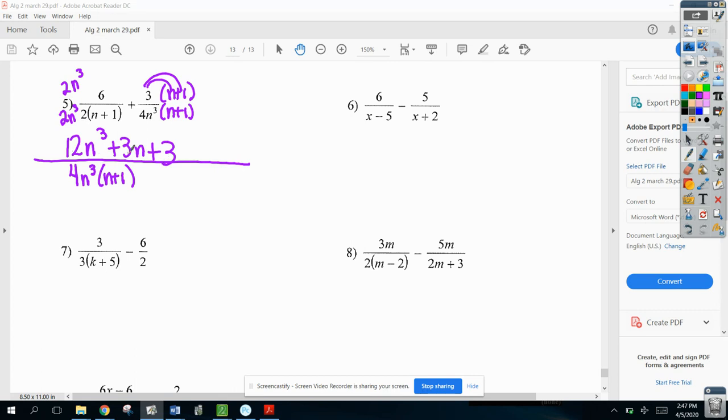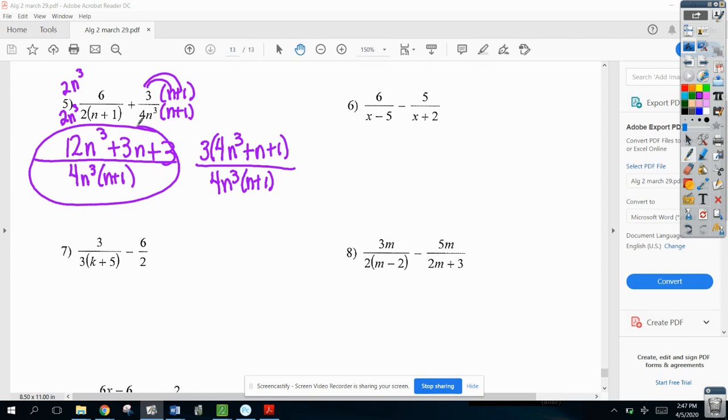Again, 12, 3, and 3 can all reduce, a 3 can factor out of those. And so you could get 3 on the outside. You get 4 n to the third plus n plus 1 all over 4 n to the third times n plus 1. But nothing cancels, like this 3 and this 4 don't cancel. So it's good to do this. It's not technically necessary in this guy because nothing cancels out.